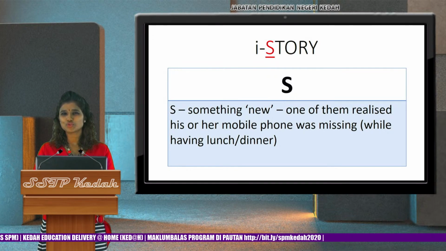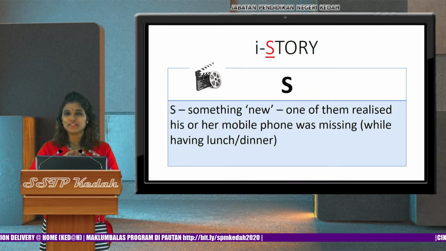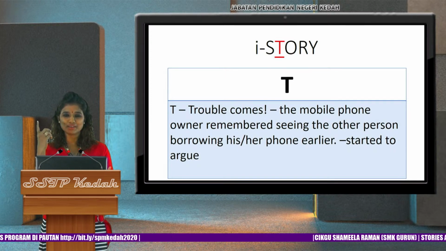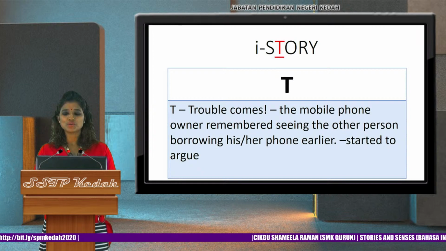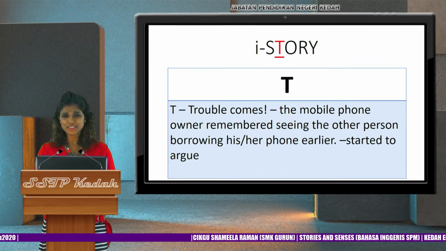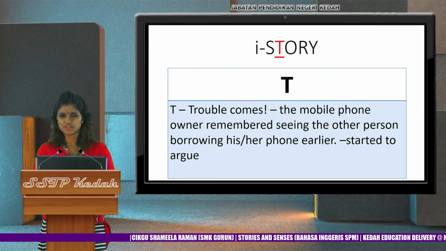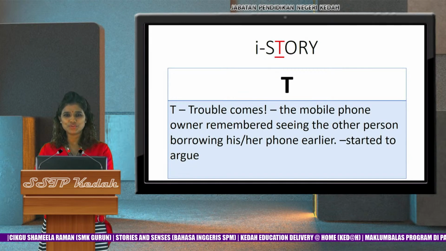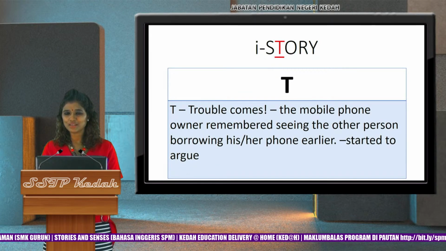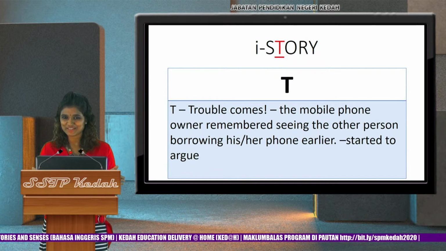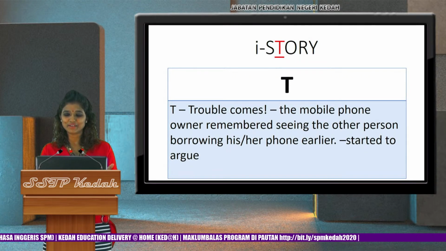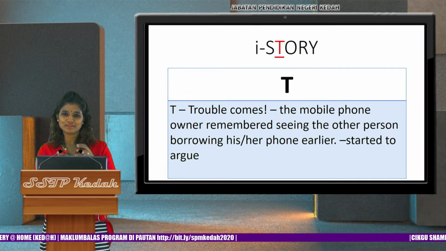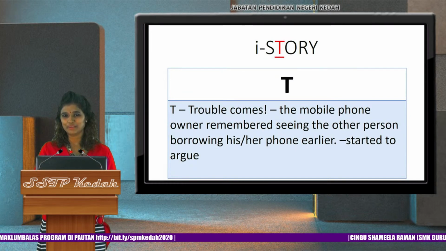So next, it comes to trouble, T, remember? So that missing of the phone creates a trouble. What is the trouble? Remember the argument from your question? The owner remembers, "I did see you using my phone just now. You wanted to borrow it to text somebody." So accusing, argument comes in. This is something which doesn't happen in daily life, isn't it? As I talked earlier. So they started to argue. You see the development, the new and the trouble connection. So what do you think will happen in the optimum?